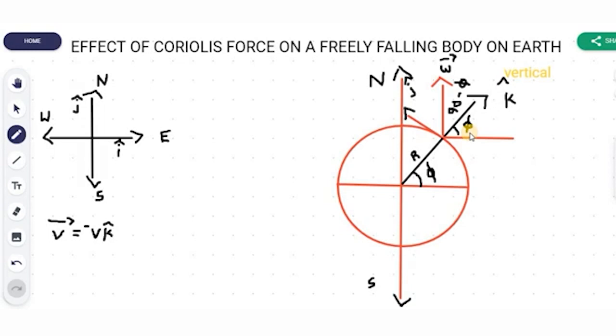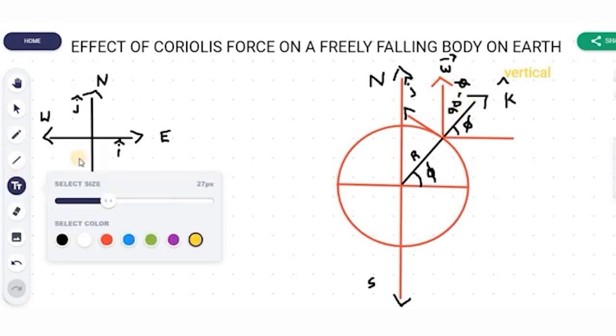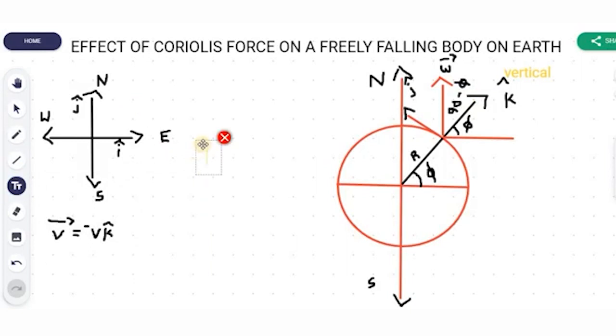So what's next is, this is omega. Naturally, if you are solving the components of omega, what will I get? The angle omega makes with the k direction is 90 minus phi. So I can resolve omega here. The k component will be the cos component, and the j component will be the sin component.